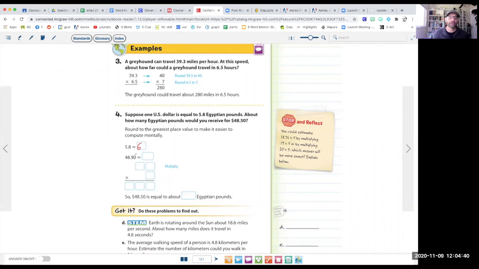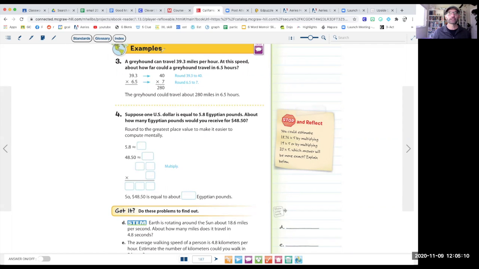And then 48.50, we're going to round this to the nearest 10. So it's true that 48.5 would go up to 49, but we're going to round it to the nearest 10, which is 50. So now it's a lot easier to just do 50 times 6, which is going to be pretty easy. We know that 6 times 5 is 30, so the whole thing will be 300, right? So 48.50 is equal to about 300 Egyptian pounds.